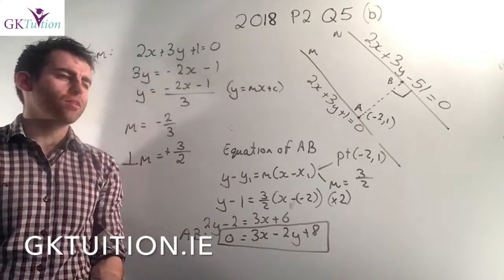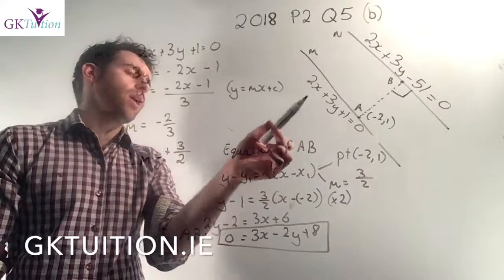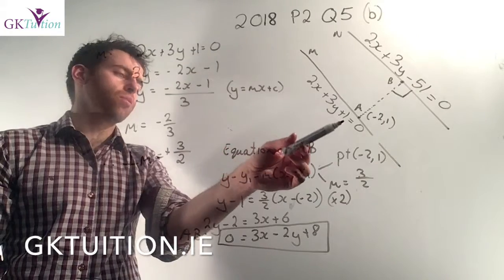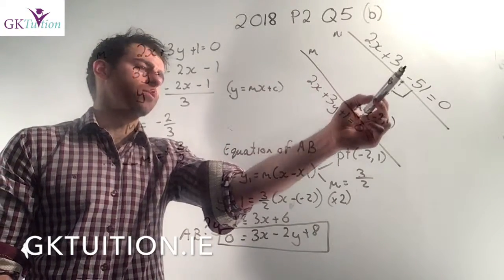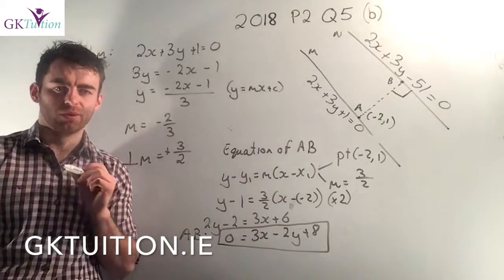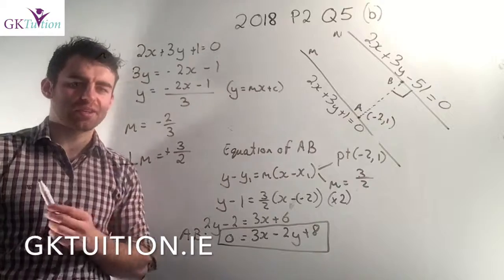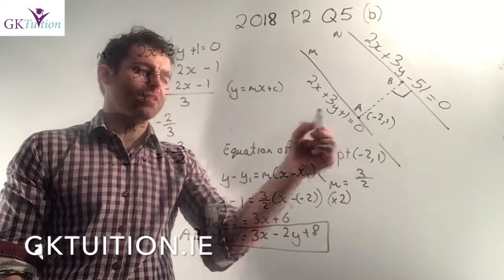In the second part of this question, we have the following diagram. I know this is the line M, and the equation is 2x plus 3y plus 1 equals 0. This is the line N, and the equation is 2x plus 3y minus 51 equals 0. Those two lines are parallel, we were told at the start. Their A and their B are the same, so they're parallel. I know the coordinates of A is minus 2, 1.